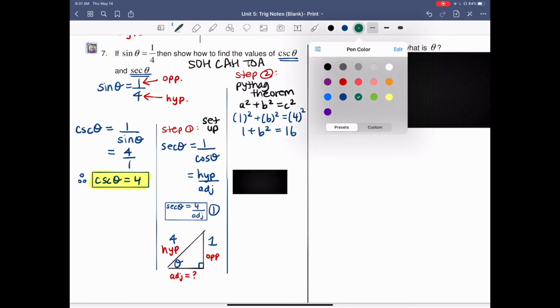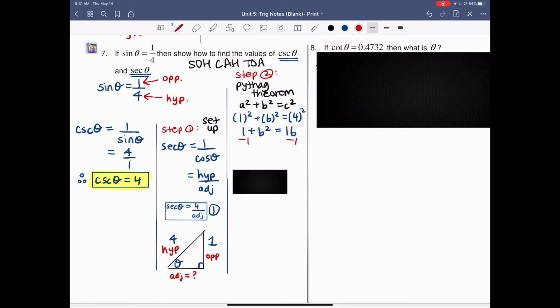I need to get my b squared by itself, so I'm going to have b squared is equal to 15. I'm not done yet. I need to get the b by itself, and so I need to square root both sides, and I will get that b is equal to just a positive version, and so b is equal to square root of 15.